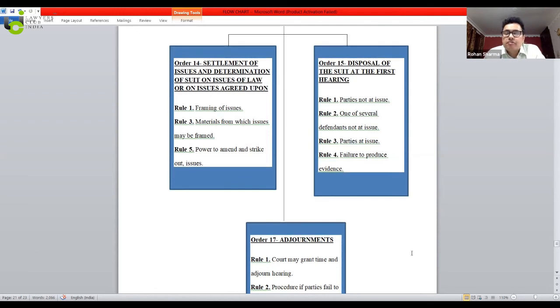Now, Order 15 is also a very interesting order, wherein the court has the power to dispose of the case at the very first hearing itself. In what circumstances this power can be resorted to, and in what circumstances it can be objected to by you all as lawyers, the strategy is different, but what are the nuances regarding the case being held to be fit for being disposed of on the first day itself is what Order 15 and the requisite rules therein tell you.